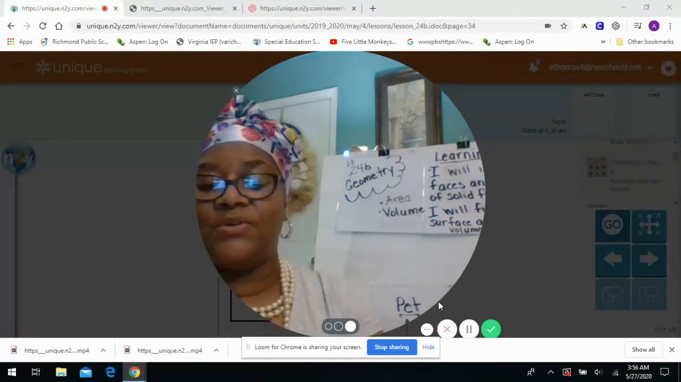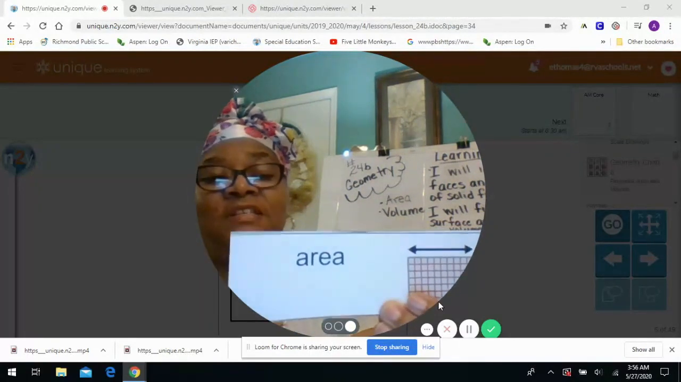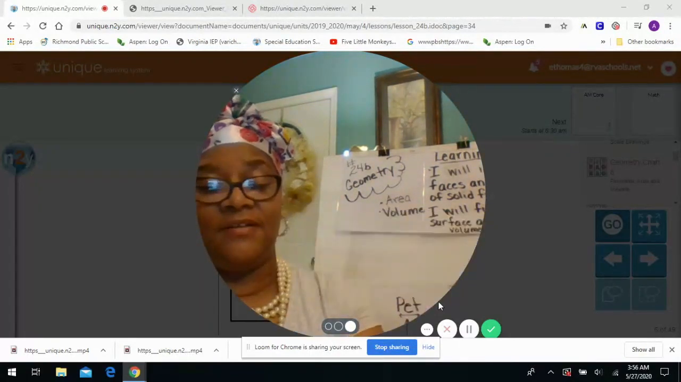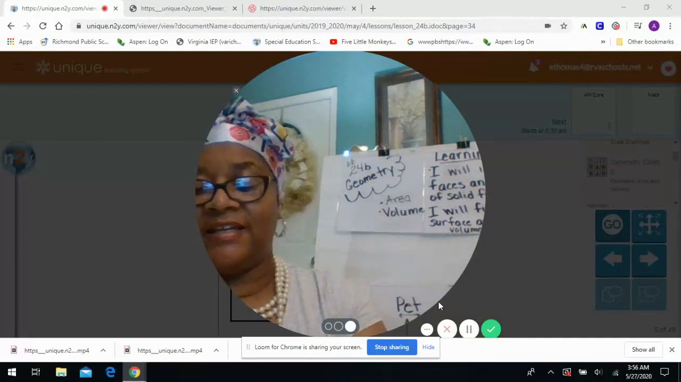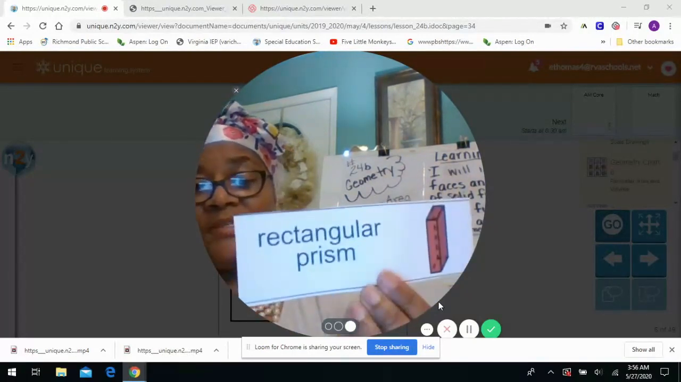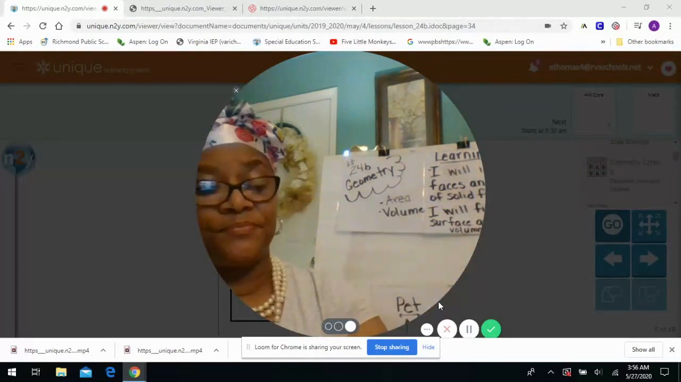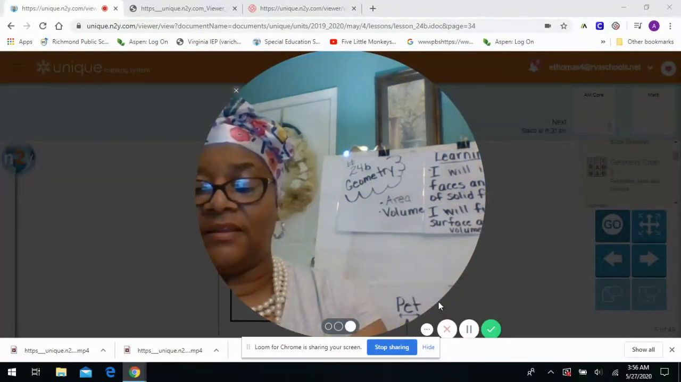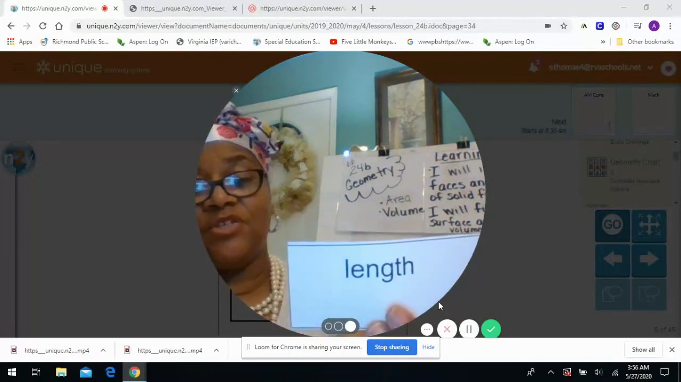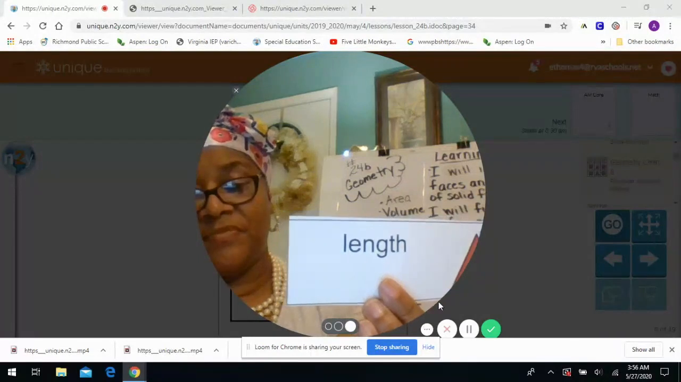The next word is area. The surface inside a shape. Then you have a rectangular prism. That means all of the sides are rectangles. The length is measuring something from one end to the other end. The length.